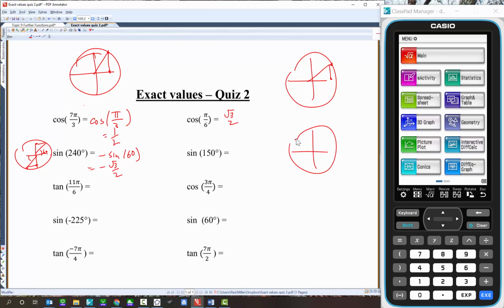Sine of 150. 150 is over here. That's 30 less than 180. It's going to be positive, so positive over here. So this is just the same as the sine of 30, which is a half.